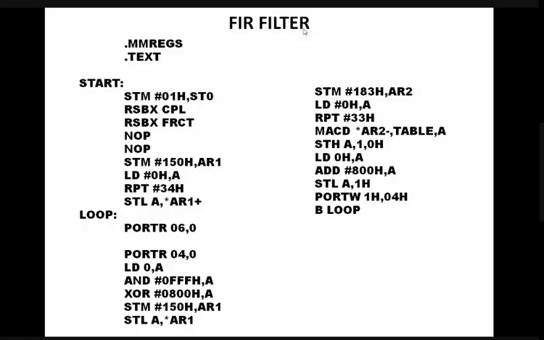So quickly to refresh this program, as usual, .mmregs means memory mapped registers, and .text, and STM is store to the memory mapped register. What is the memory mapped register? ST0, status register 0 with immediate constant 1. And then RSBX CPL, RSBX fractional, and no operation. And storing the memory mapped register AR1 with the immediate constant 150, and clearing the accumulator, and repeat the next instruction 34 H times. 34 hexadecimal is something like 52 in decimal. So repeat the next instruction 52 times.